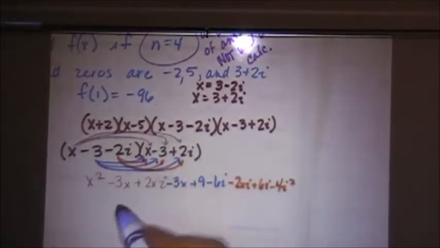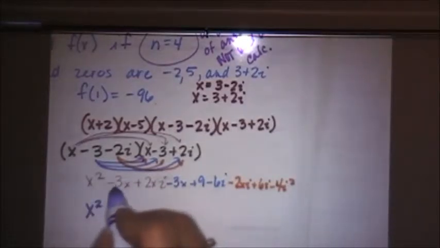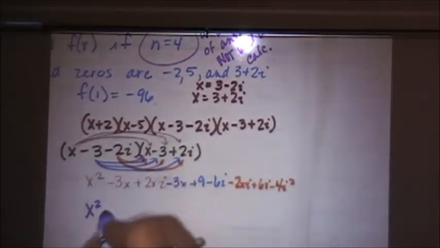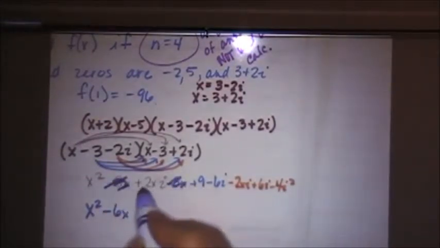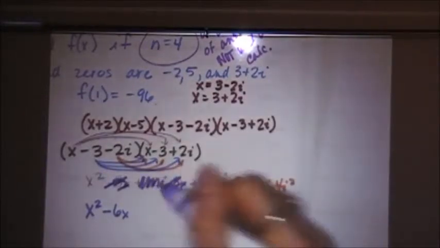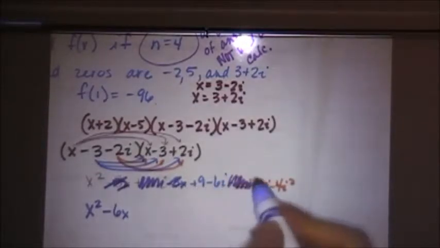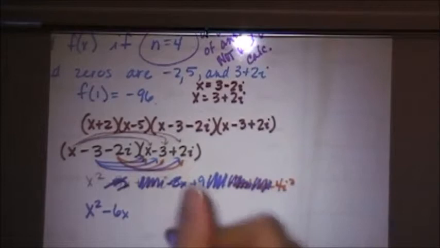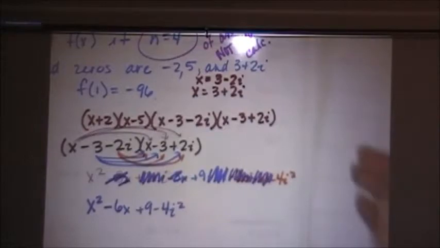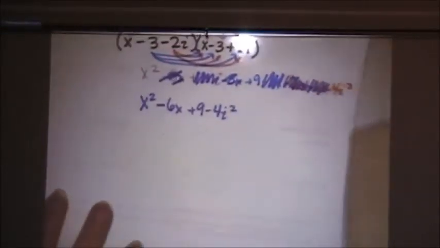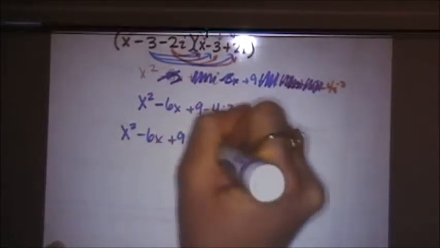Now, if you did everything right, you should have a lot of things that cancel. So let's see here. I have x squared, nothing cancels with that, minus 3x minus 3x, so that's going to be minus 6x. Plus 2xi minus 2xi cancels out, minus 6i plus 6i cancels. So I have plus 9 minus 4i squared. Now remember what i squared is. That's -1. So I'm going to get x squared minus 6x plus 9 minus 4 times -1.